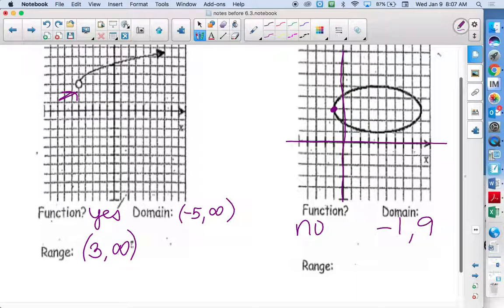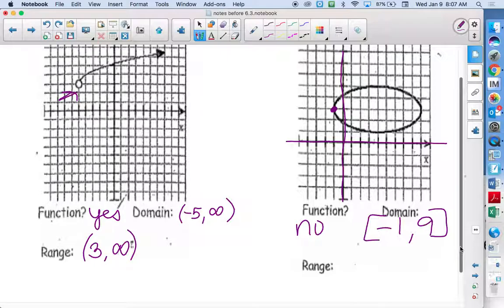Parentheses or brackets? Yeah. Unless there's an open circle there, it's part of the graph because it has a continuous line that's going around that. That graph is called an ellipse. So that shape is an ellipse. And then the range going from the bottom to the top.